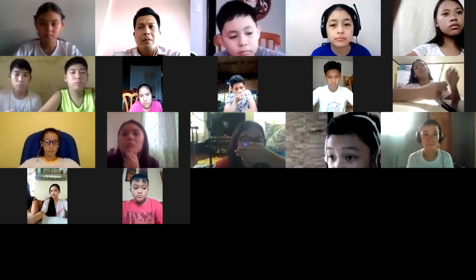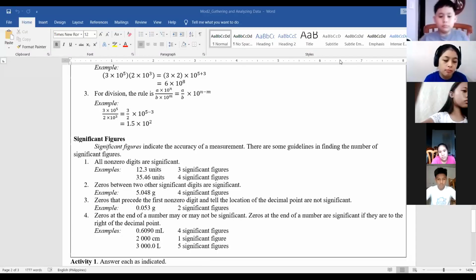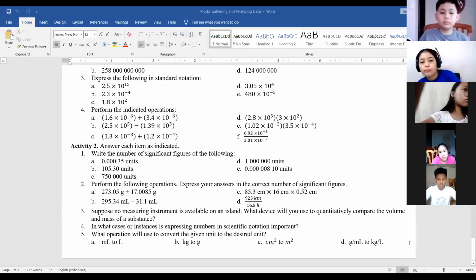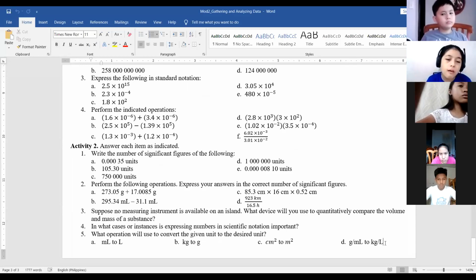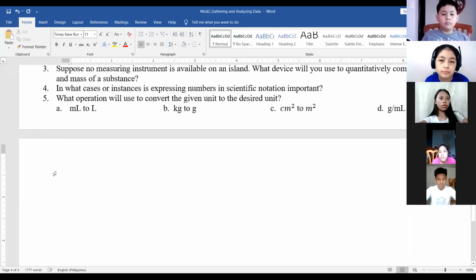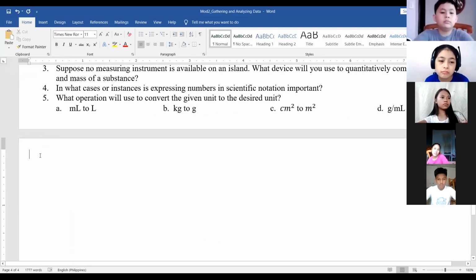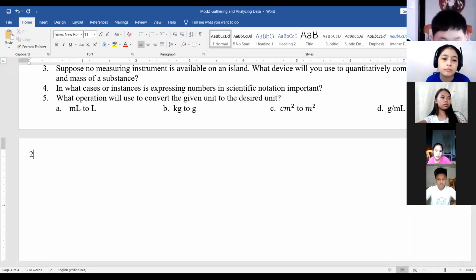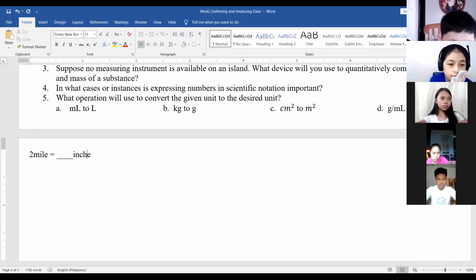Probably I'll use your module. So I'll go to the most... So the instruction there is to... can you see the shared screen, class? So the instruction there is: how many inches are there in 2 miles? How many inches are there in 2 miles?